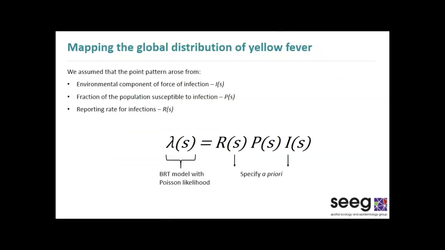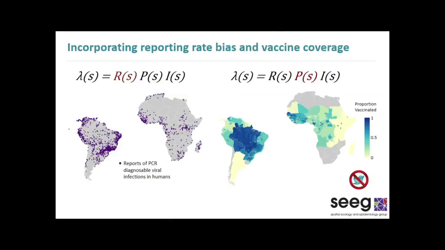I'll go back one. So we fitted a Poisson point process boosted regression tree model to the point pattern of yellow fever reports, and specified, along with a set of environmental covariates, R and P a priori. R was drawn from a set of reports of PCR diagnosable infections in humans other than yellow fever, and P was assumed to be the number of people, which we drew directly from the number of people who had not received a yellow fever vaccine.